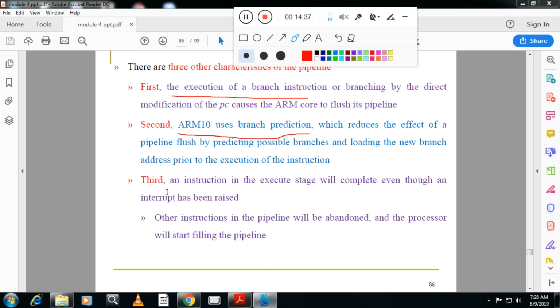The third point is the execute stage. An instruction in the execute stage will complete even though an interrupt has been raised. So when the interrupt is raised, the instruction in the third stage will complete. It will hold the interrupt for the time being. This is one more disadvantage, or advantage, depending on our point of view.